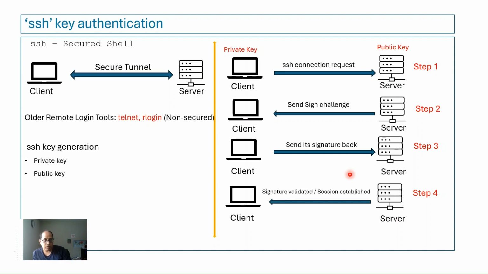Now we'll look at practically how the steps work, how you can configure SSH key authentication from one Unix machine to another Unix machine server, and then from your local Windows laptop to the server.